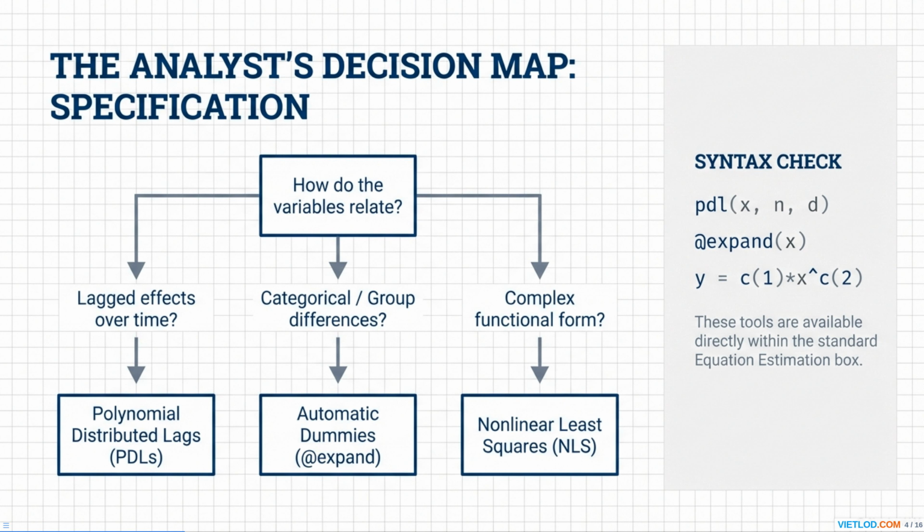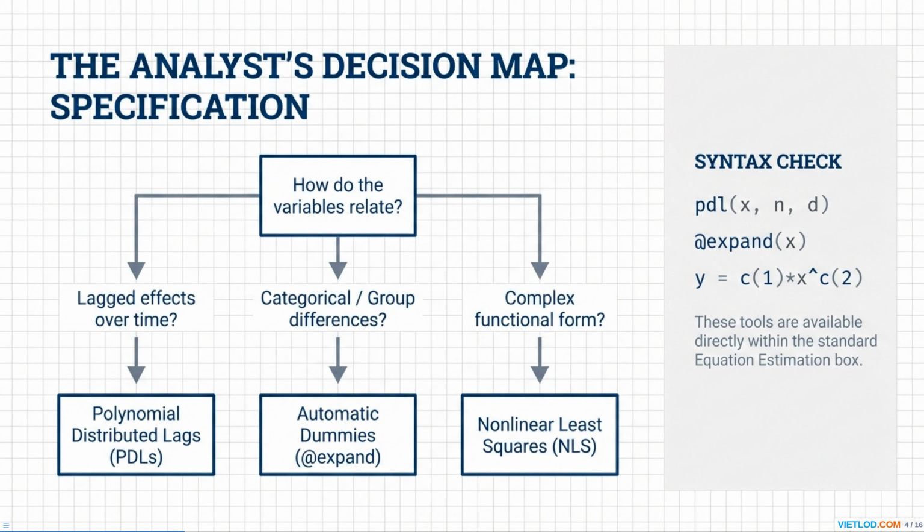The first crucial step in building a robust econometric model is thoughtful specification. This decision map helps us determine how our variables relate based on economic theory, guiding us to the right tools. First, if we suspect lagged effects over time, meaning an action today impacts an outcome gradually, polynomial distributed lags, or PDLs, are ideal for capturing these dynamic responses. Second, for categorical or group differences, like regions or demographic segments, EViews @expand function automatically creates the necessary dummy variables, simplifying the process and ensuring proper accounting for group-specific impacts.